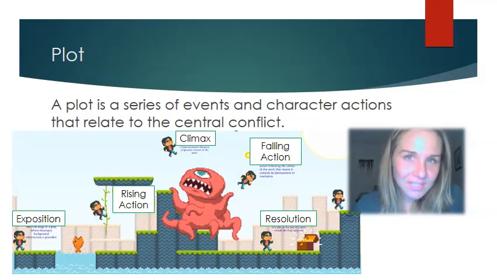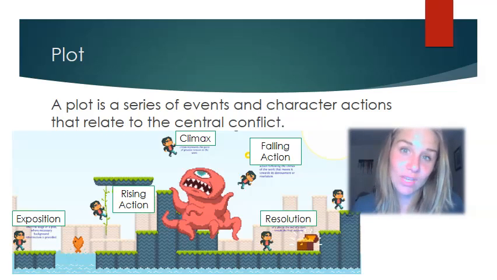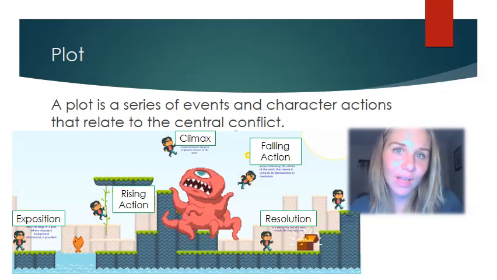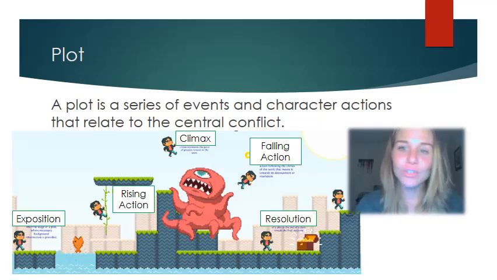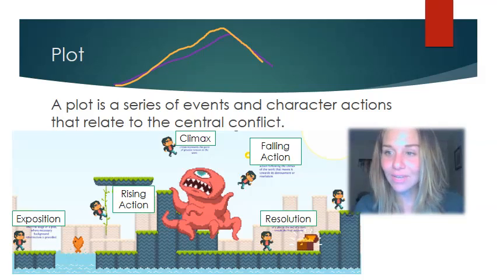The next element of a story is plot. Now, a plot is a series of events and characters' actions that relate to the central conflict. And you can see an example of a plot right here. So generally, you may have seen a plot diagram before, which looks very similar to a mountain. So that's what we're looking at right down here.